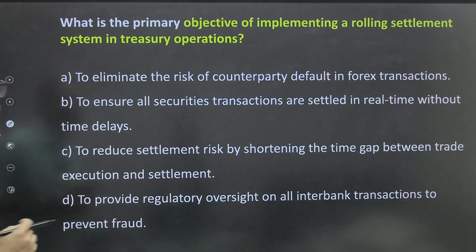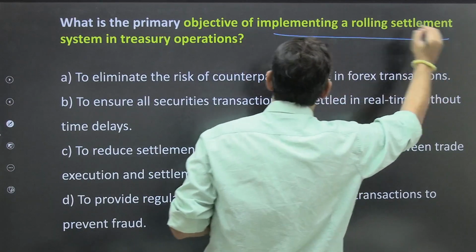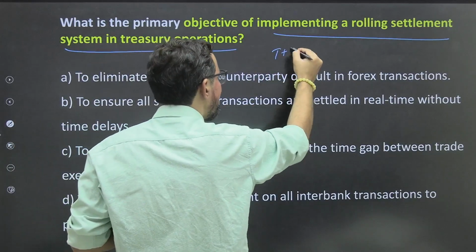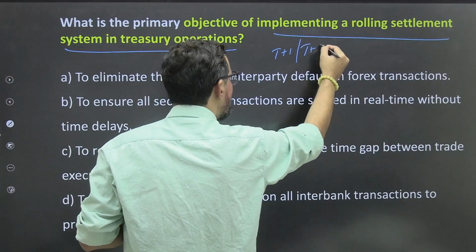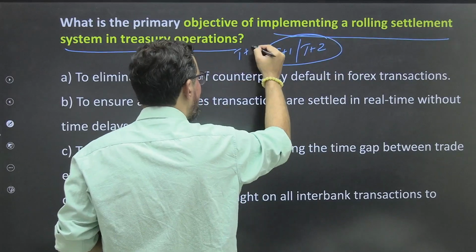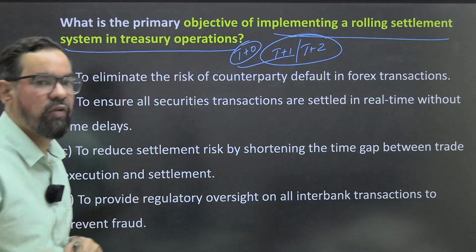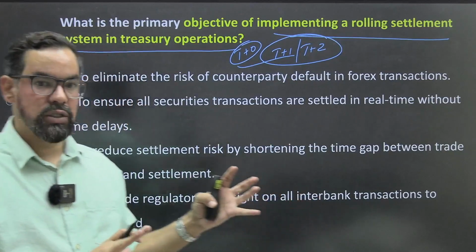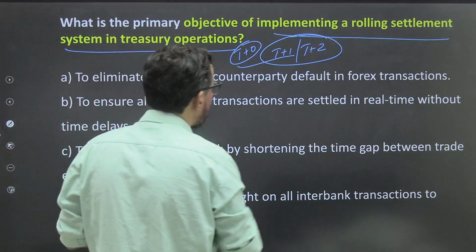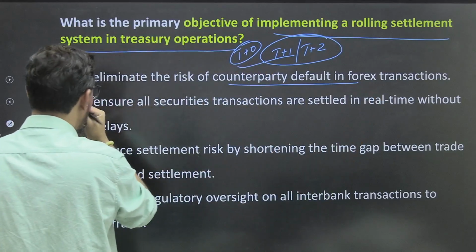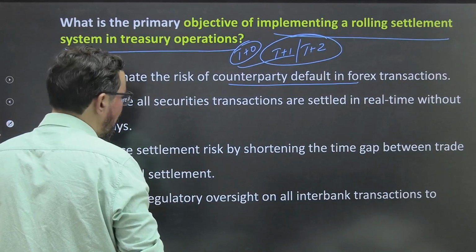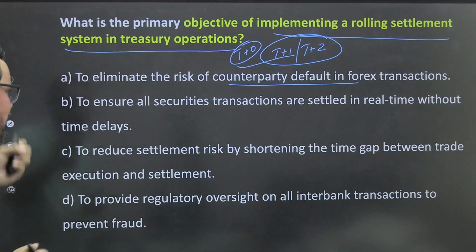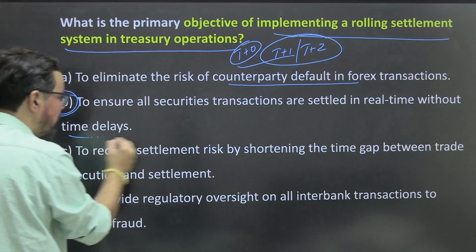Okay, next one. What is the primary objective of implementing a rolling settlement system in treasury? Rolling settlement is basically settlement on T+1 and T+2 and the same day, T+0. These settlements are generally known as rolling settlement. The faster it settles, the lower your counterparty risk will be. So, to eliminate the risk of counterparty default in foreign exchange, or to ensure all securities transactions are settled in real time without time delays. It is something about the settlement days and all. Okay, so I'll go with this one.